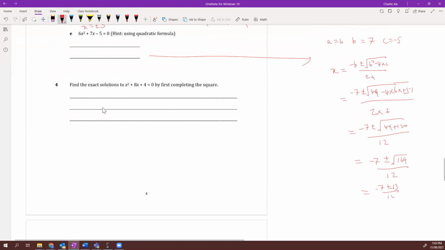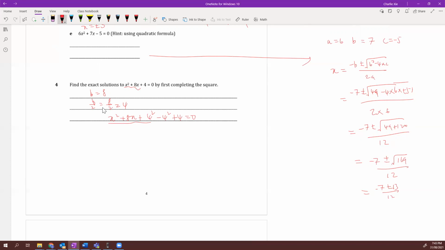Question 4. Find exact solutions to x squared plus 8x plus 4 equals 0 by first completing the square. Okay, it says you want to find exact solutions, and you're going to first complete the square. When you're completing the square, you're adding half b squared. So your b is 8, so half b is half of 8, which is 4. So this is x squared plus 8x plus 4 squared, plus half b squared. Half b is 4. And you're going to take away 4 squared to make it balance, plus another 4, your original 4 here, equals 0.